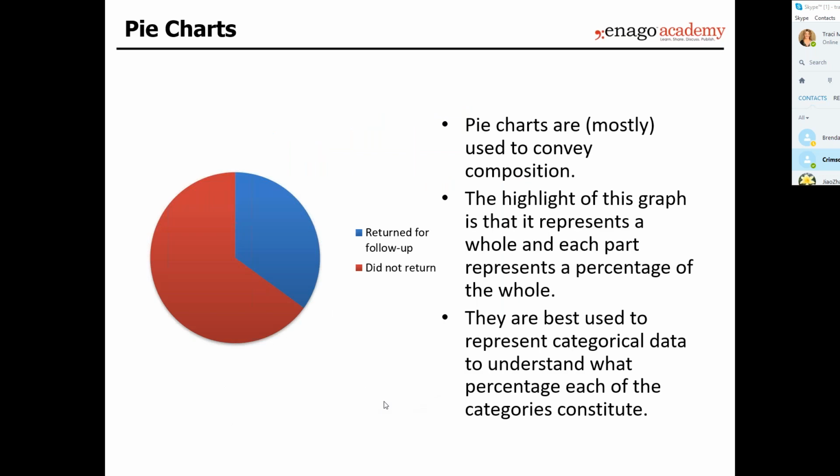Pie charts are pretty simple to understand. They're most often used to convey the composition of a population or sample set. So for example here, the red represents probably patients that did not return for a follow-up visit, whereas the blue represents patients that did return for a follow-up visit. The highlight of this graph is that it represents a whole, and each part represents a percentage of that whole. We use these mostly for categorical data, just to understand what our data set is made up of.